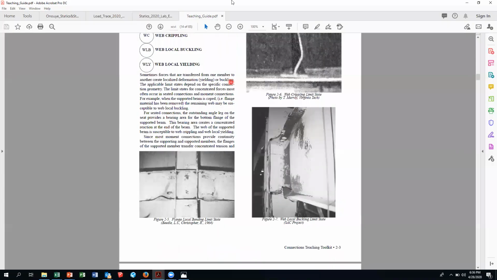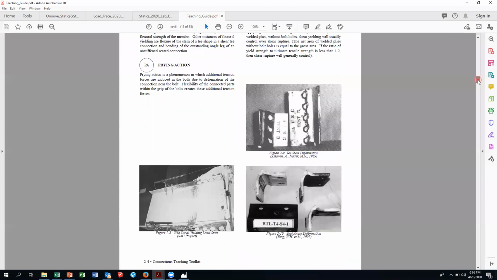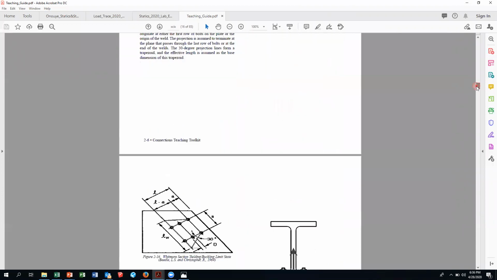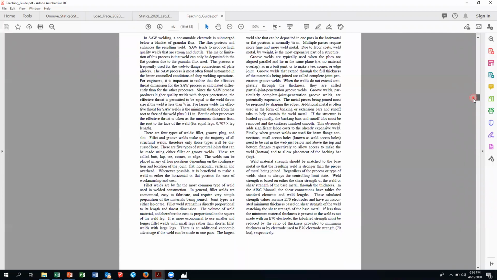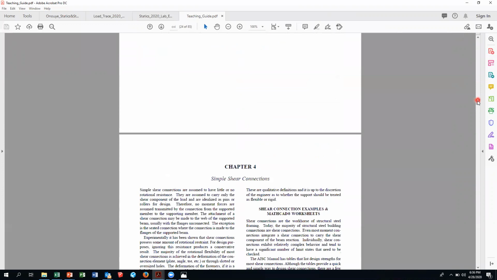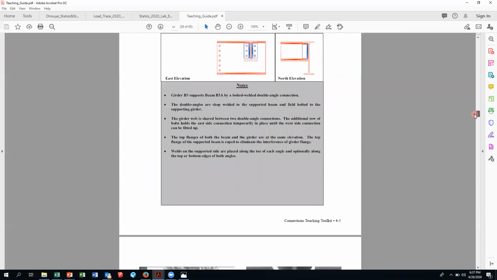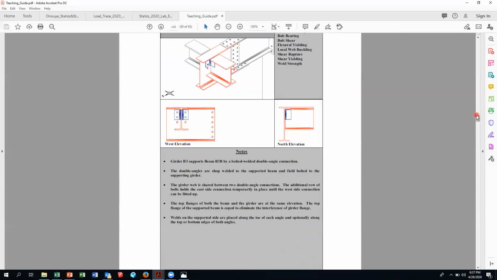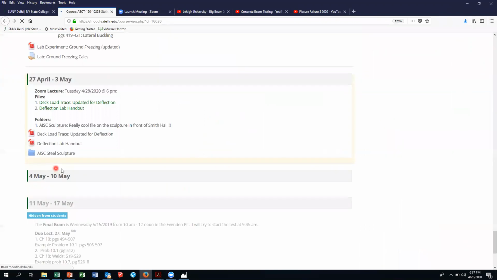And that's what this is. It's a teaching guide. So if any of you get into really high-end structures, and some of you do, this is a great 85-page report for you put out by AISC, American Institute of Steel Construction. Simple shear connections, bolted connections, and so on. So that's for your viewing pleasure. And that is within that week on Vanco Hall.